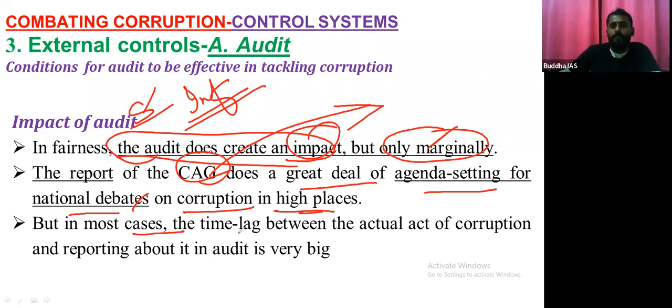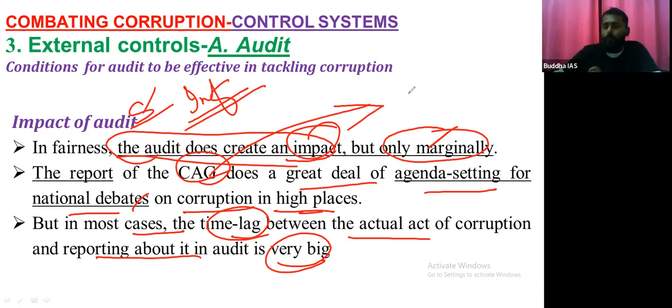But in most cases, time lag between the actual act of corruption and reporting about it in audit is very big. So here, with respect to India, major limitation is time lag, right? How time lag? Generally, Public Accounts Committee is taking the audit reports for examination too late, and also sometimes the processes are very, very slow.